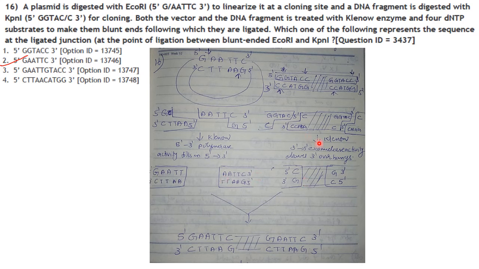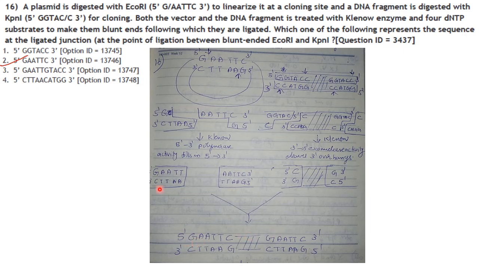Now similarly, if you treat the DNA of interest with Klenow, the 3' 5' exonuclease activity of Klenow will cleave the 3' overhangs. So this region will be cleaved, this region also will be cleaved, and this region also will be cleaved, and you will get something like this. And with this gene of interest of yours, you then ligate both of them, like this.